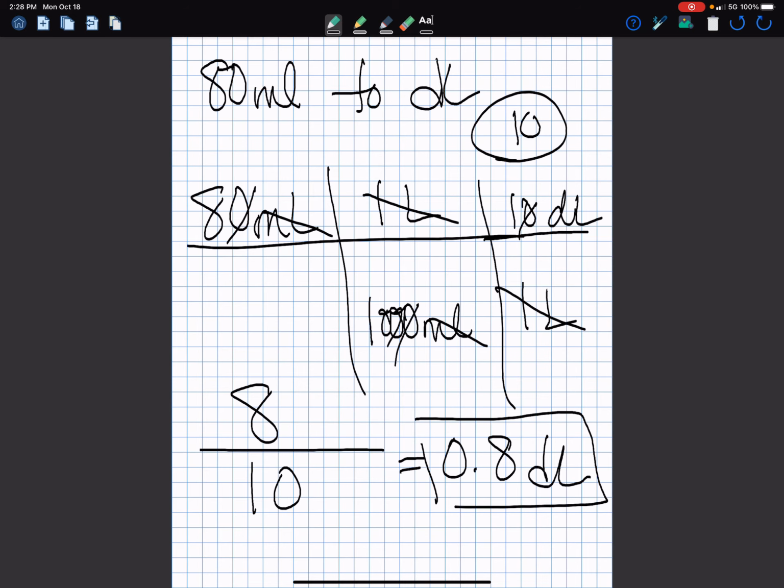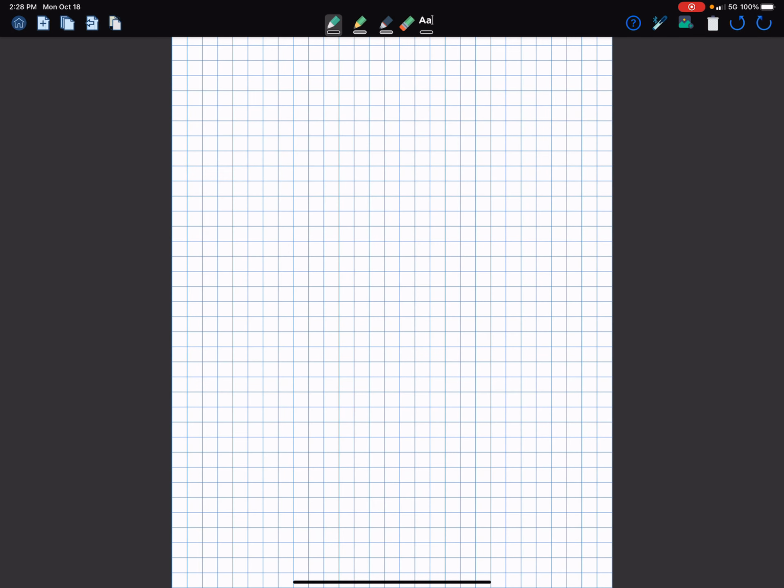Okay, now let's do the one that might have you confused, questioning lab math, hating lab math. 150 milligrams per deciliter. And you want me to go to, what was it, grams per liter? Grams per liter. Okay. So there are 2 steps here.